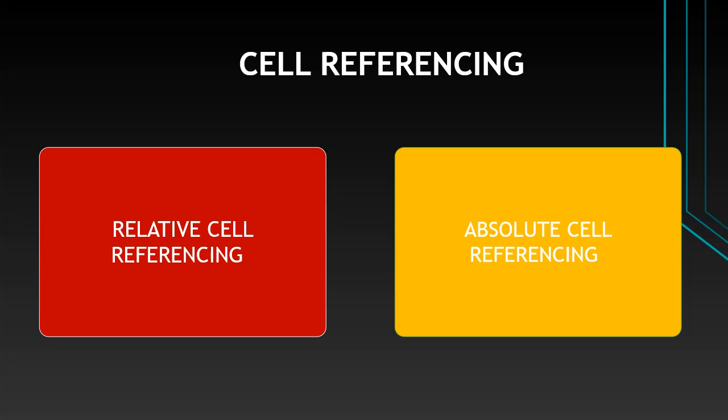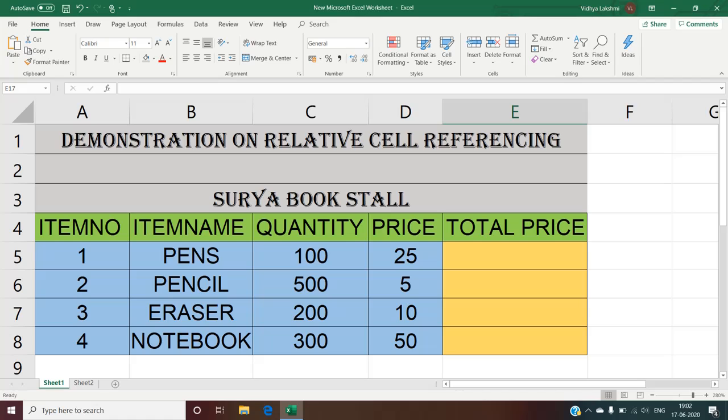I have a case study for you on Surya Bookstore, and let us see how we can implement relative cell referencing. Yes guys, this is my Excel worksheet which I made for you to demonstrate relative cell referencing. The case study is of Surya Bookstall, which has the following items. There are 100 pens, each costing 25 rupees. Pencils of 500 units, each costing 5 rupees. Eraser and notebook. So let's see how we can calculate the total price.